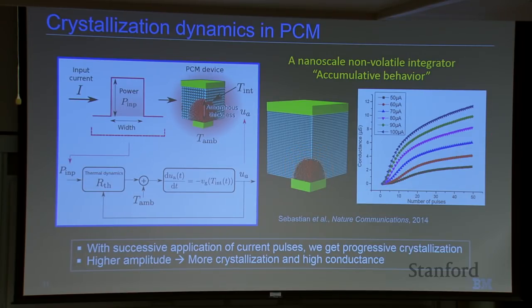And what's also nice is that if you increase the amplitude of the programming pulse, then you have a larger increase in your conductance, as shown here. So this is now increasing current. You see 50 all the way to 100 microamps, and this is the 100 microamp curve here. So can we use this very interesting behavior for computation? Essentially what we have is a non-volatile integrator, an accumulator. So can we use it for performing computations?